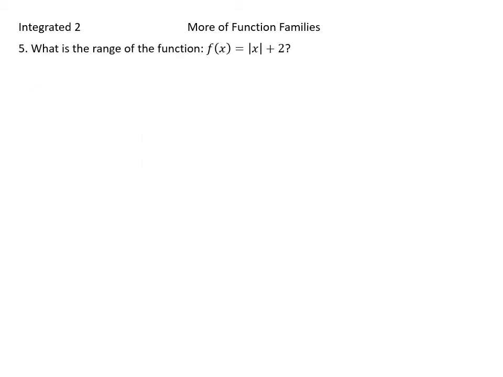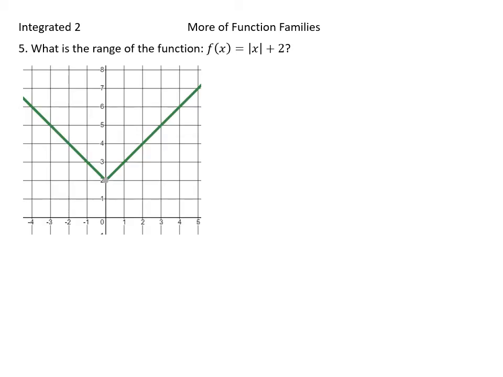Another one, looking at what's the range of the function f of x equals absolute value of x plus 2. Well, that plus 2 on the end, if you remember from function families, transforms the absolute value function, moves it up 2 units. So we look at that, and what is the lowest y value on this graph? Well, it's 2. Does the graph go above 2 or below 2? It goes above 2, so that means the range is going to be y greater than or equal to 2.